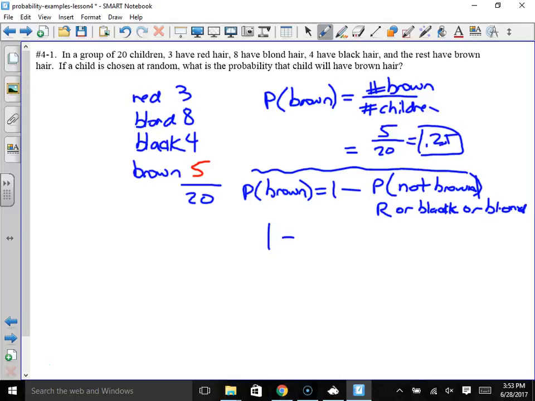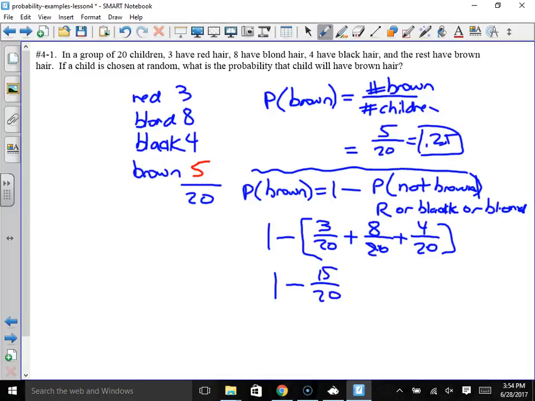So we would have 1 minus, and what we could do is add up the probabilities of having red hair, which is 3 out of 20, with the probability of having blonde hair, which is 8 out of 20, with the probability of having black hair, which is 4 out of 20. That turns out to be 1 minus 15 out of 20, which would be 20 out of 20 minus 15 out of 20, which is another way to get the 5 out of 20.